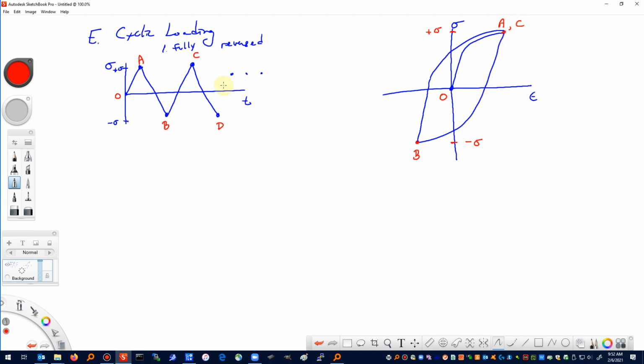And if we were to keep going from C down to D, it would tend to follow this path and come down here. All of these slopes, this initial slope, this initial slope to unload, and this initial slope for unloading in compression, they all have the same slope, the modulus of elasticity E. This entire thing is called a hysteresis loop.